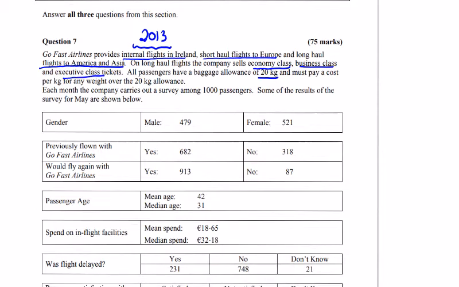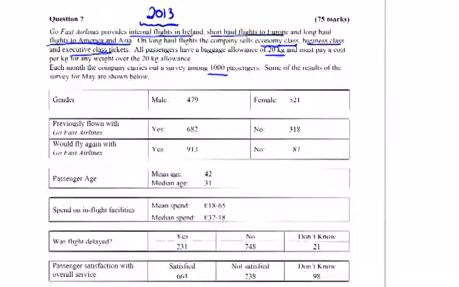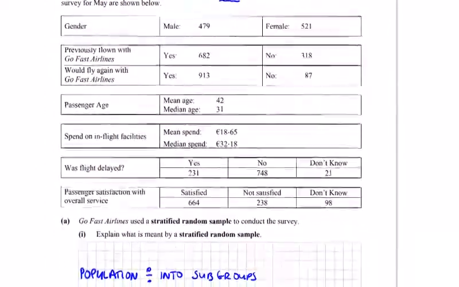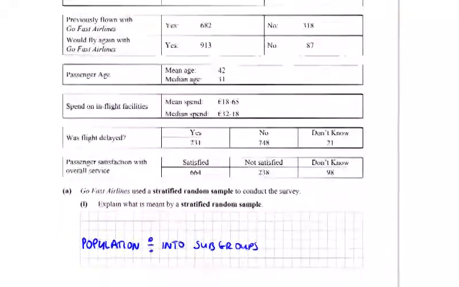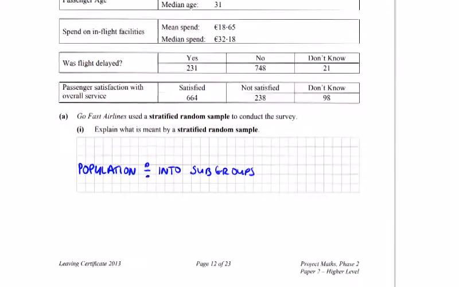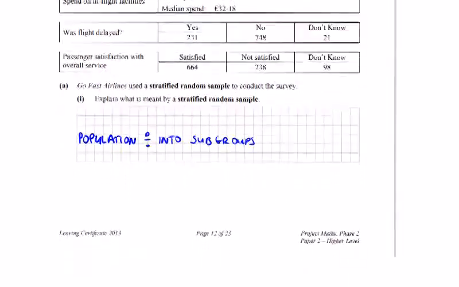Each month the company carries out a survey of 1,000 passengers, and some of the results are shown for May here. So we go on by gender, have they previously flown, would they fly again, their age, the spend on in-flight facilities, was the flight delayed, passenger satisfaction.